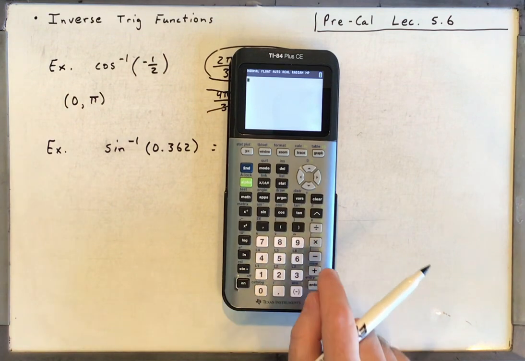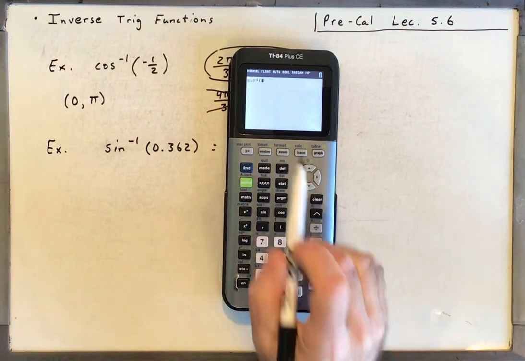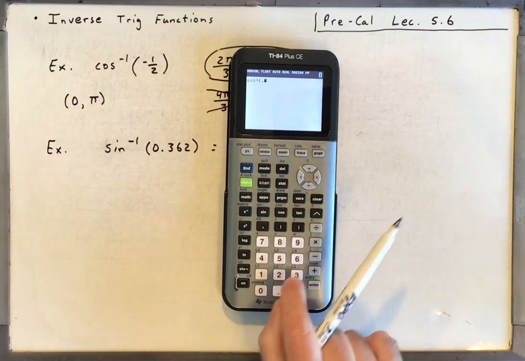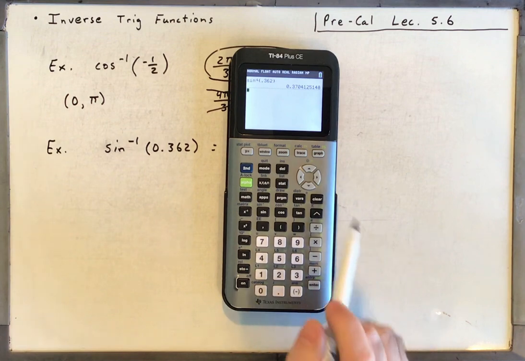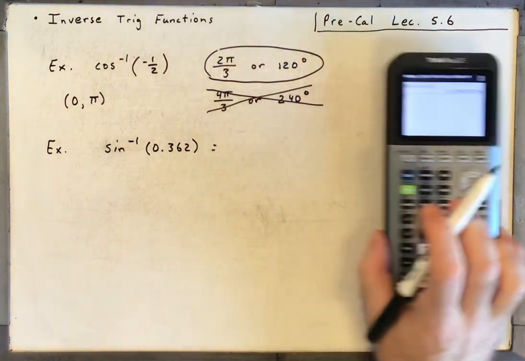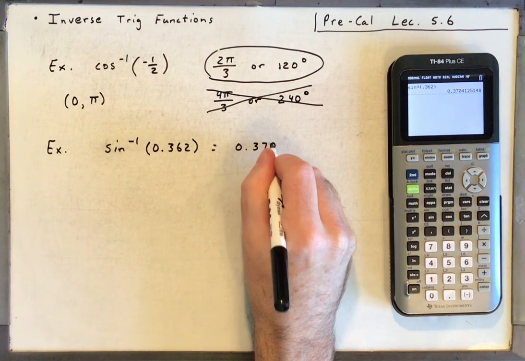And now we're going to take the inverse sine, so that's the second function, sine. So see how it says inverse sine, 0.362. And you'll get 0.3704. So try that in your own calculator.